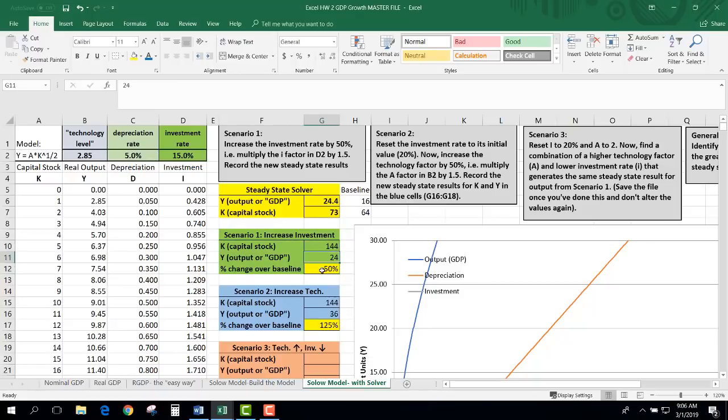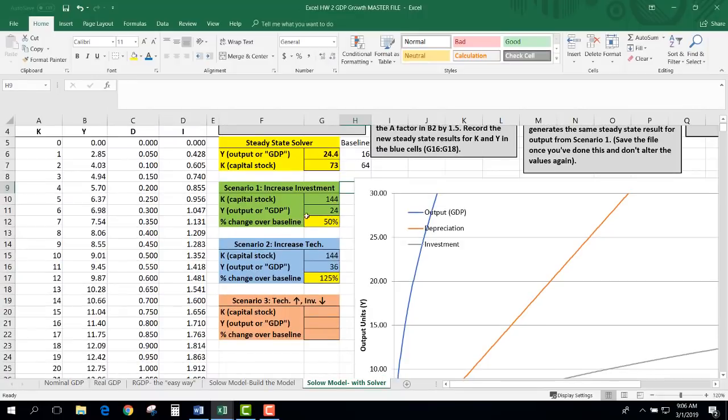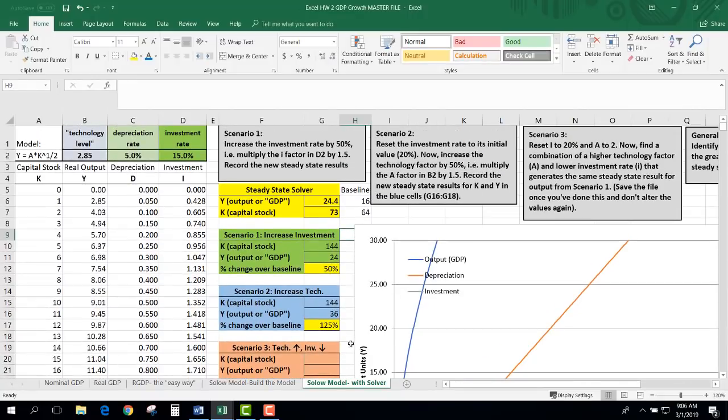But remember, that was at a 30% investment rate. That was at a higher investment rate. Here I've got a much lower investment rate, and I've gotten there by increasing technology. So I'll just record the numbers I got here. I have capital of 73 and output of 24.4. Close enough.